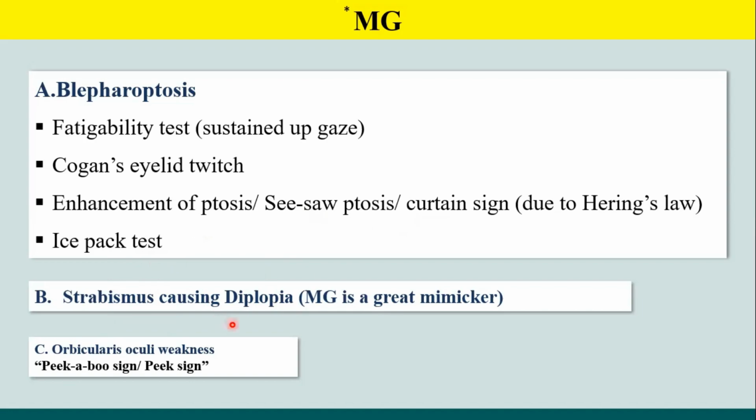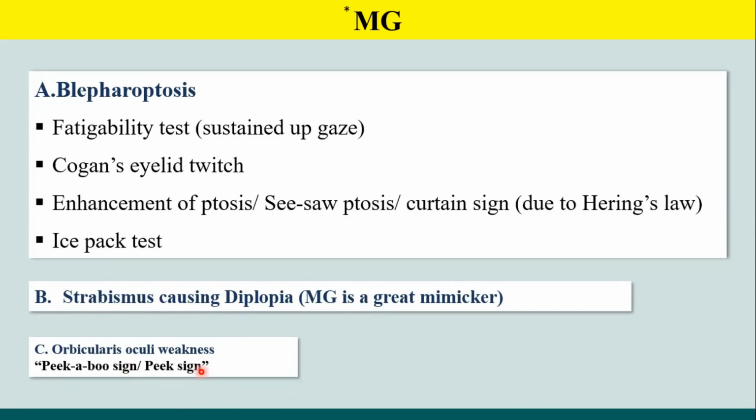Regarding strabismus, myasthenia is a great mimicker. It can cause any kind of paresis, any kind of strabismus. And when it affects the orbicularis, there is a sign called the peekaboo sign. You will find a wonderful video on YouTube. Just type keywords like peekaboo sign, myasthenia, and you will come up with a wonderful video that shows this sign. Simply you ask the patient to forcibly close their eyelids.